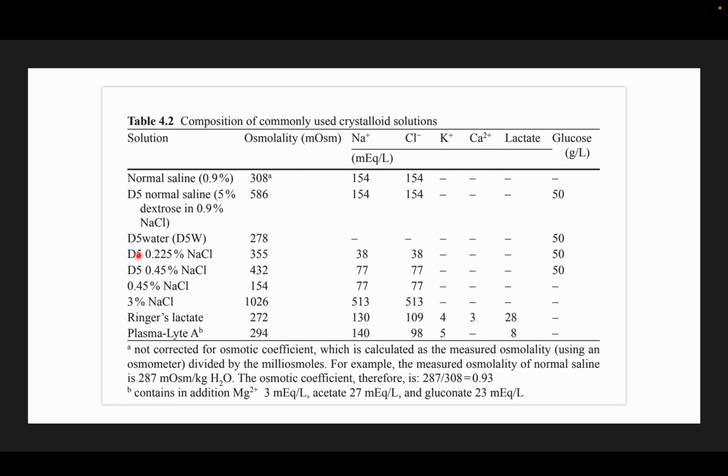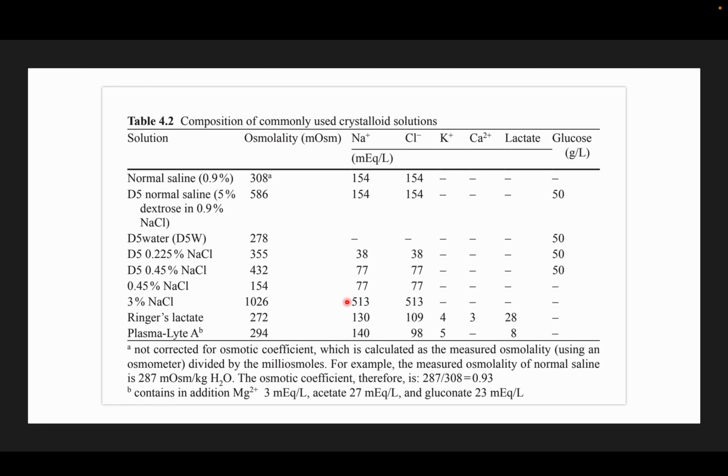Next, 5% dextrose, which doesn't have any sodium chloride and has only glucose. In fact, it is a hypotonic solution because the 50 grams of dextrose is rapidly metabolized by the body. And 3% saline is a hypertonic solution.